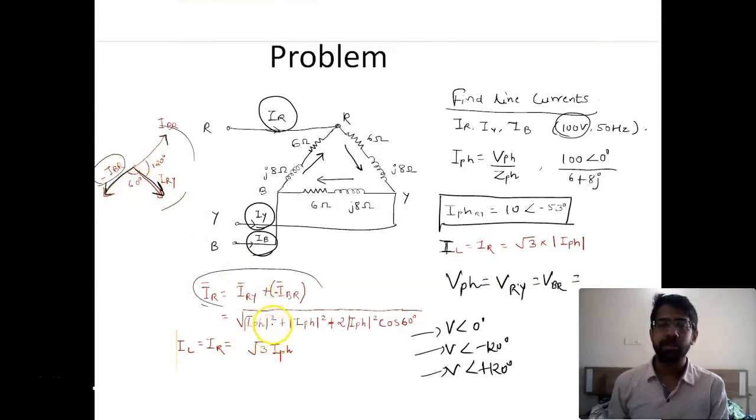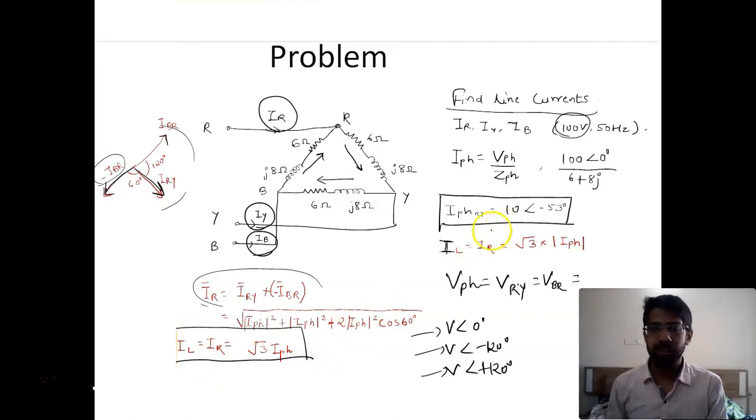So we'll use magnitude of IPH square, which is equal to IRY. IBR is also equal to IPH, so magnitude of IPH square again, plus 2 into IPH into IPH. So that becomes 2 into IPH square and cos of 60 degrees. Cos 60 is nothing but 1 by 2, which gives us IPH into root 3. And this is nothing but IR, which is nothing but a line current. So we have the IPH. We need the magnitude of IPH over here, and we'll multiply it by root 3 to get the line current. So if you do this, you get IL or line current is equal to 10 into root 3, which is nothing but 17.32 amperes in magnitude.